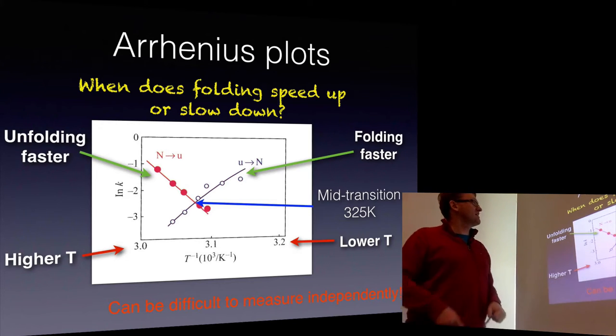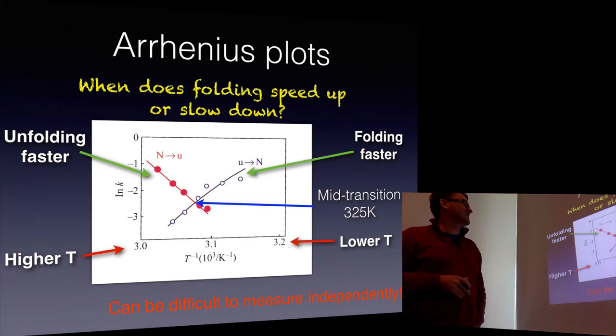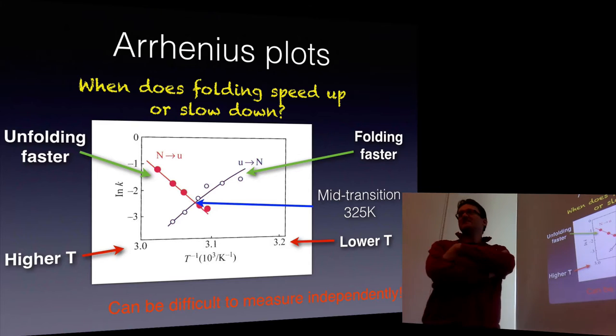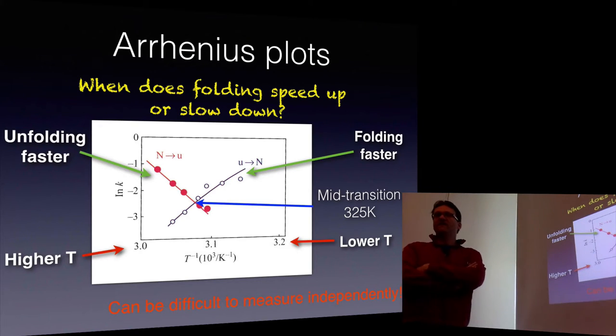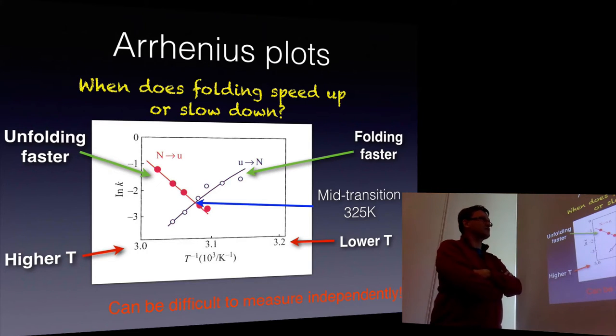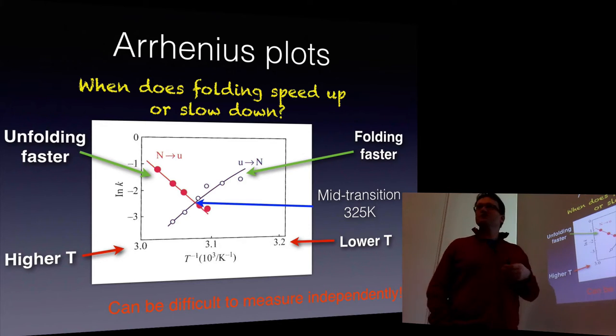But if you look at the blue line, what does the blue line mean? Right. Do you know any chemical reactions like that? They're not very common, right? So this is a chemical reaction that goes faster the lower the temperature is. Well, they do happen, but again, it's not common. It's very counterintuitive.